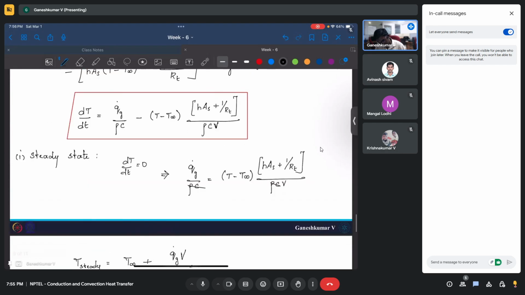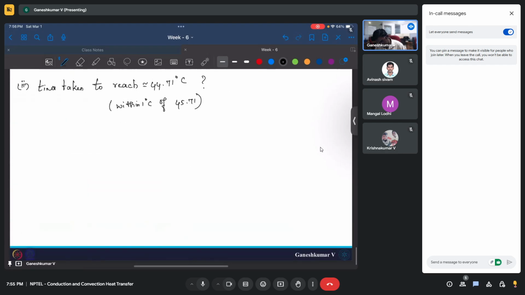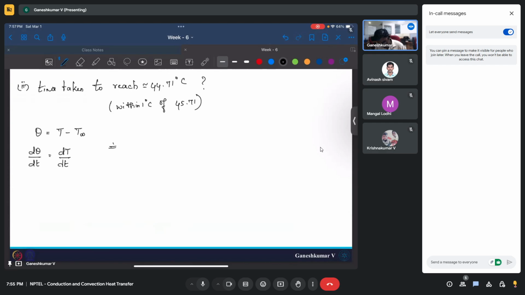So we will use the entire equation. However, we will now transform the variable before we use it. We'll write T minus T infinity, and if you differentiate this with respect to time, it is simply d theta by dt. So we can write the d theta by dt equation to be simply q dot g by rho c minus (h_A_s plus 1 by R_T) times theta divided by rho C V.